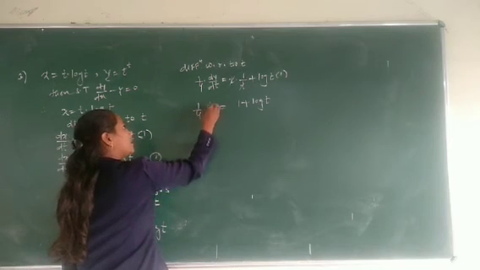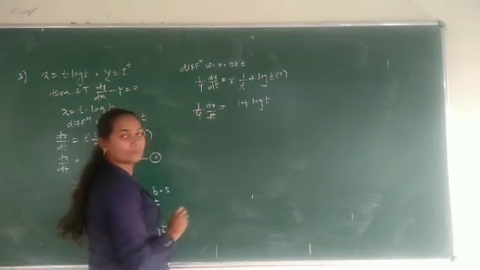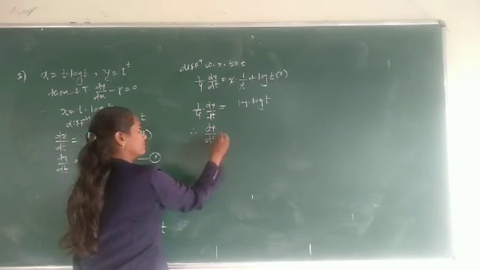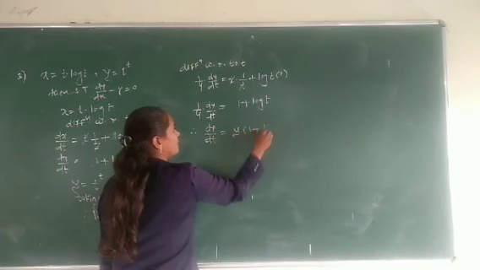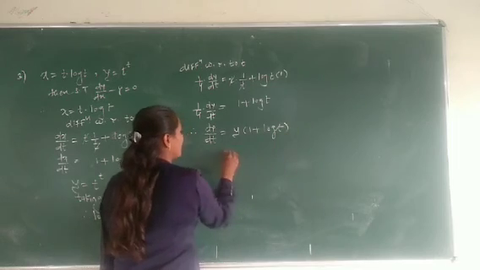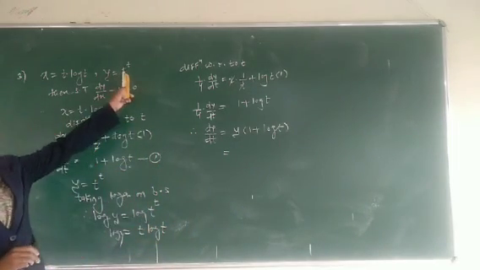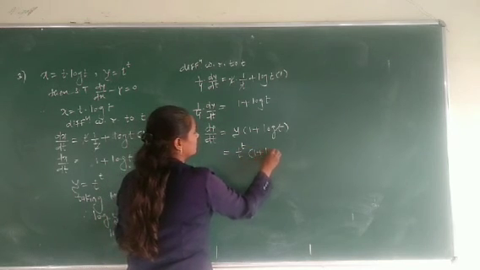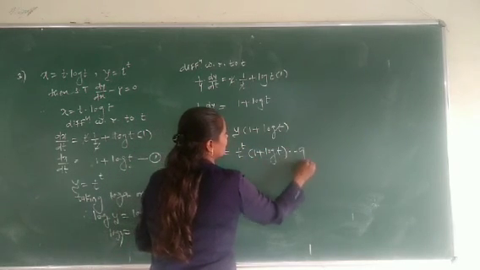1 upon y into dy upon dt is equal to 1 plus log t. We want only dy by dt. Therefore, y into 1 plus log t. And what is value of y? That is t raised to t. Therefore, t raised to t into 1 plus log t, since it is given.